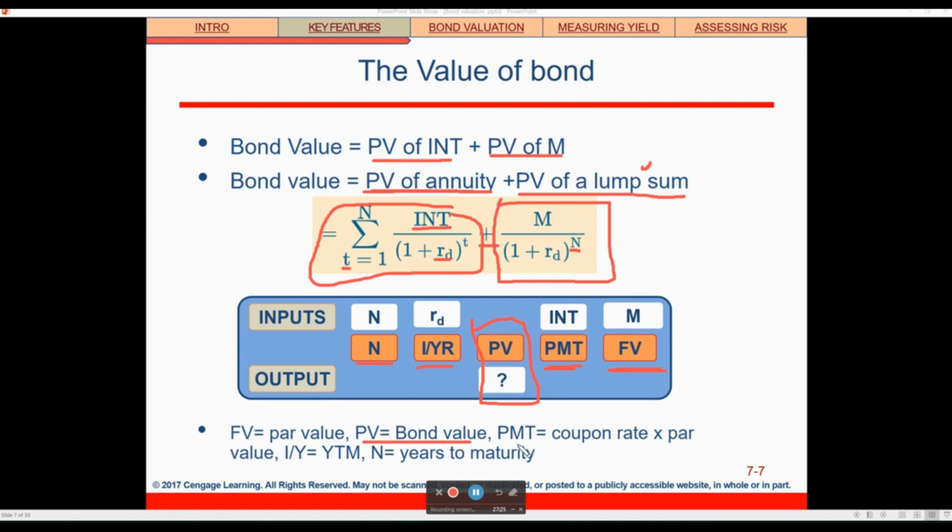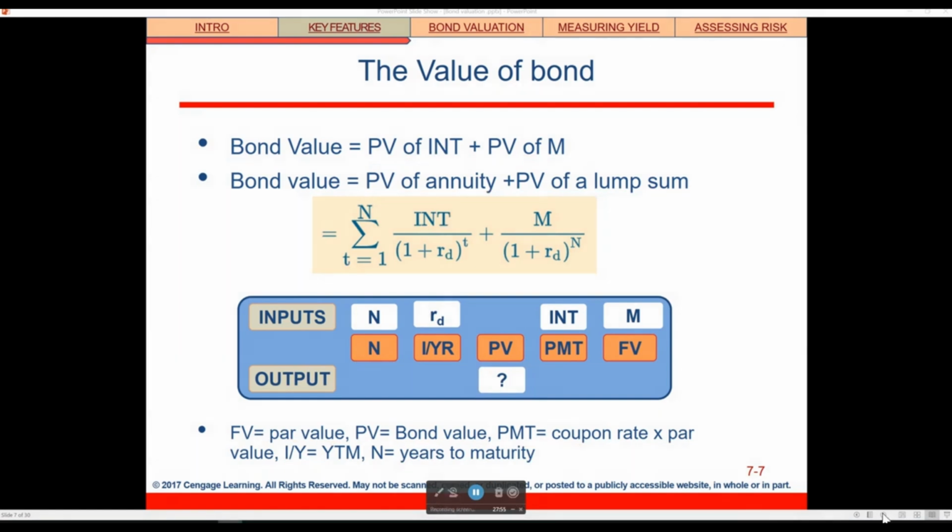Your payment will be your coupon interest payment, which is equal to your coupon interest rate times your par value. Your yield to maturity will be your interest that you use here. Your number of period will be your years to maturity. And your future value will be your par value. So you do the same thing that we've been doing in chapter 5. However, you're going to have both a payment and a future value.